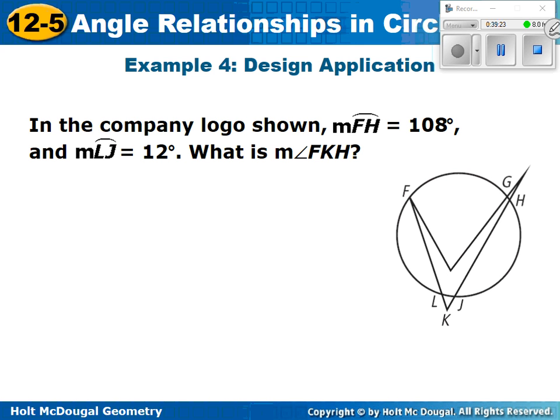Where is FH? Arc FH? How do I know if I go F to the right to H or F to the left to H? To the right because it's only 2 letters. So F to H is this whole thing. They're telling you it's 108. And then what is FKH? Careful, angle FKH is what you're looking for.